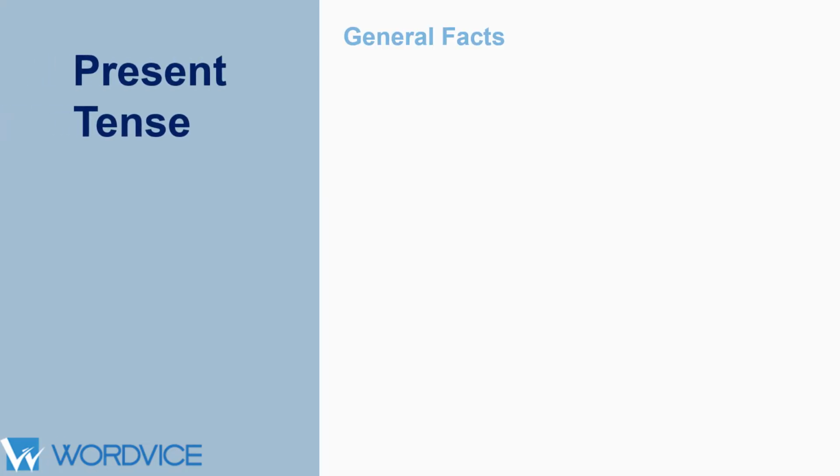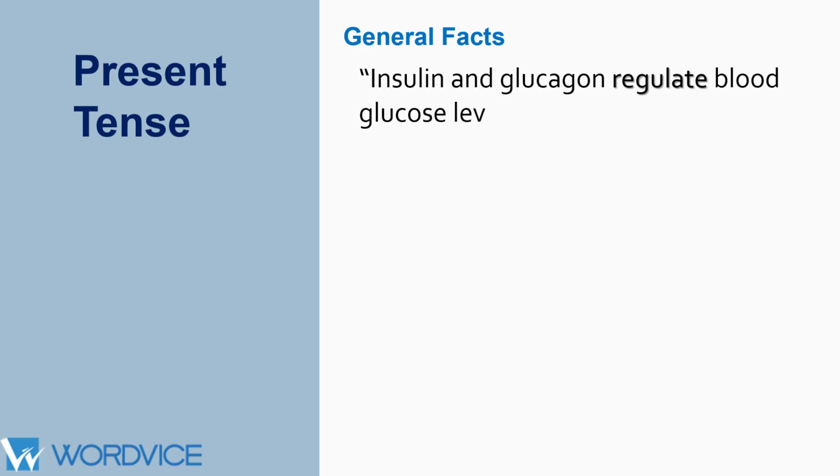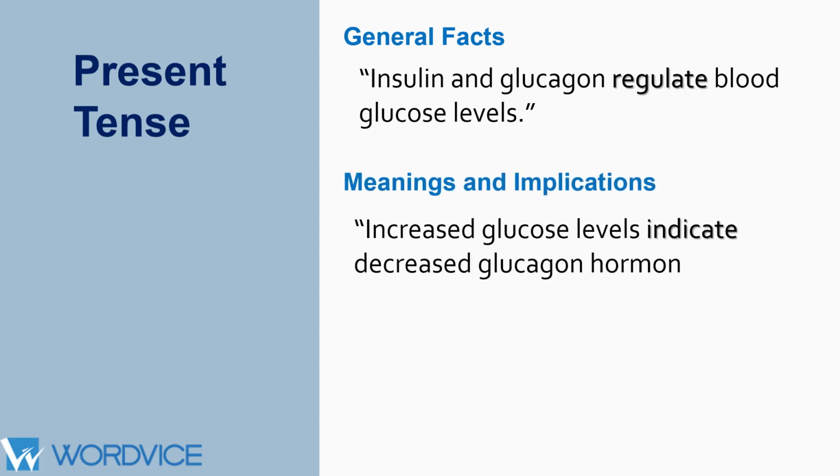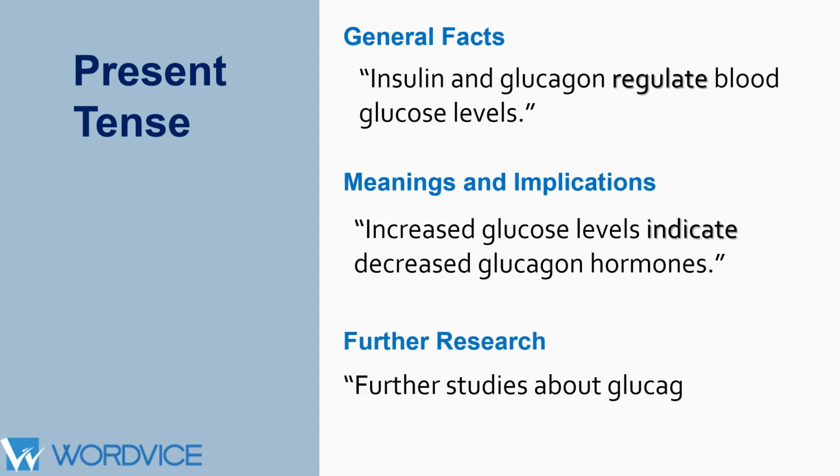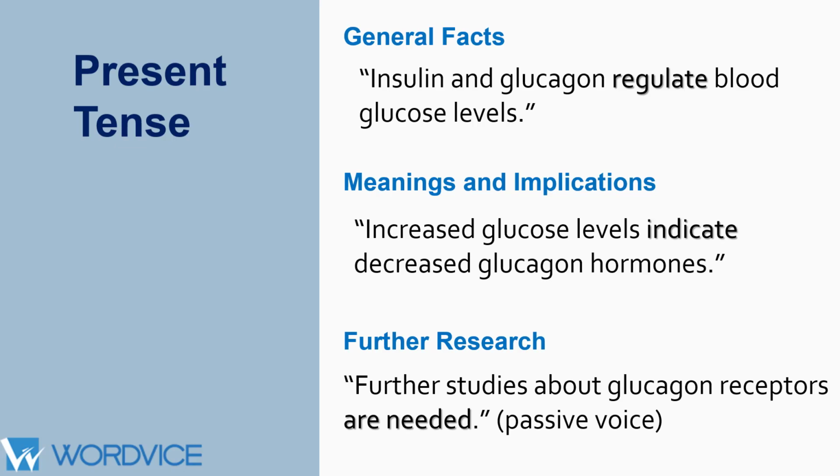An example of a general fact would be, "Insulin and glucagon regulate blood glucose levels." This fact has no temporal change and is constant throughout time. An example of implications might be, "Increased glucose levels indicate decreased glucagon hormones." And for further research, "Further studies about glucagon receptors are needed."